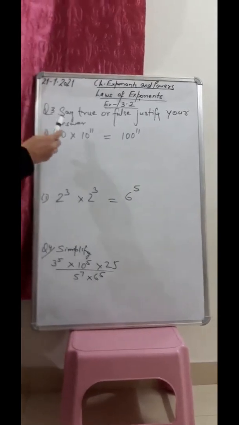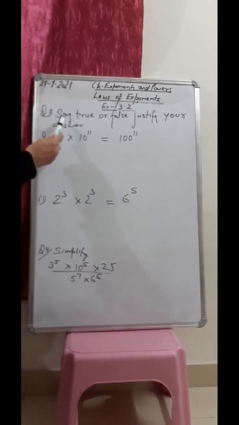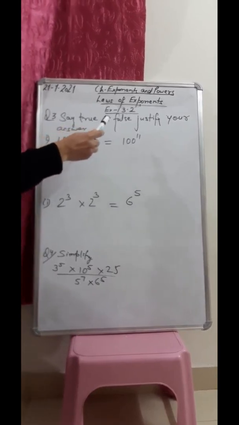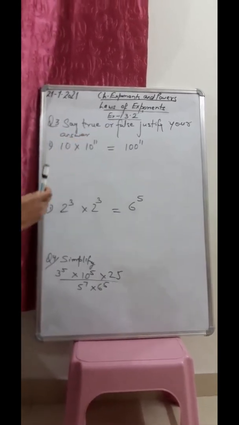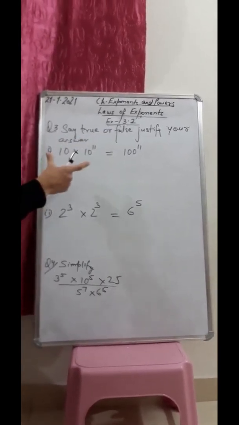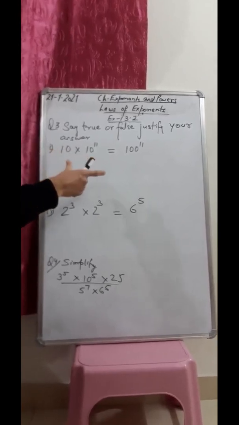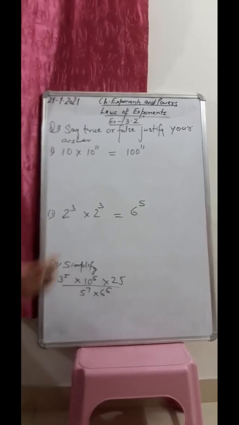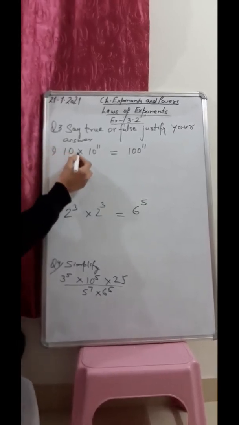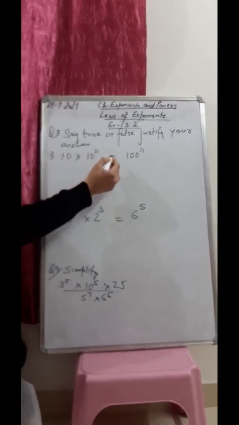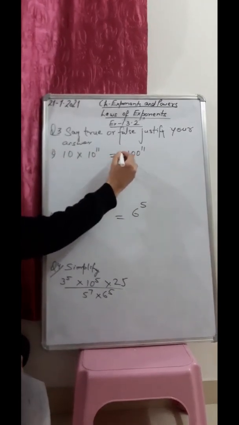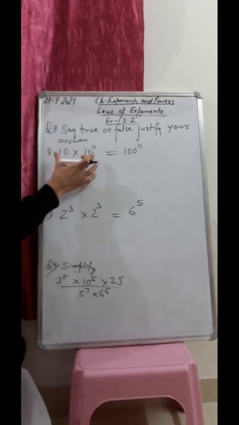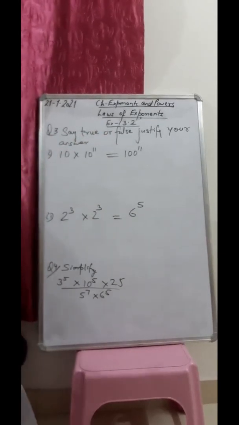So students, now question number 3. In question number 3 we are asked to say true or false and justify your answer. So first we have to see which one is true or false and we have to justify. First, in the first part we can see that it is 10 multiplied by 10 raised to power 11 equals 100 raised to power 11. So we have to see whether the left hand side is equal to the right hand side or not.